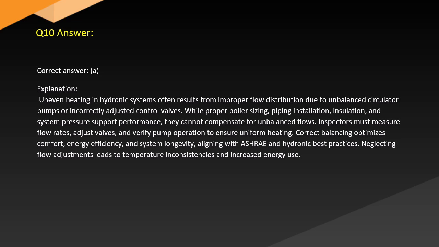Uneven heating in hydronic systems often results from improper flow distribution due to unbalanced circulator pumps or incorrectly adjusted control valves. While proper boiler sizing, piping installation, insulation, and system pressure support performance, they cannot compensate for unbalanced flows. Inspectors must measure flow rates, adjust valves, and verify pump operation to ensure uniform heating. Balancing optimizes comfort, energy efficiency, and system longevity, aligning with ASHRAE and hydronic best practices. Neglecting flow adjustments leads to temperature inconsistencies and increased energy use.